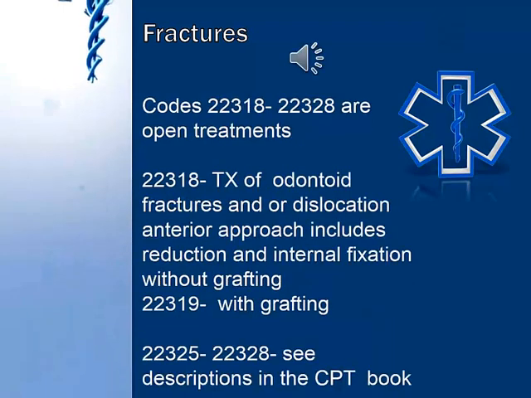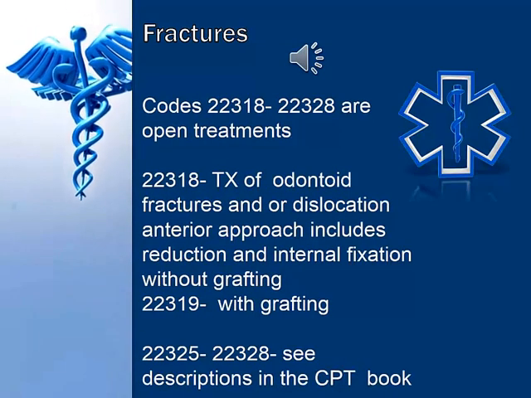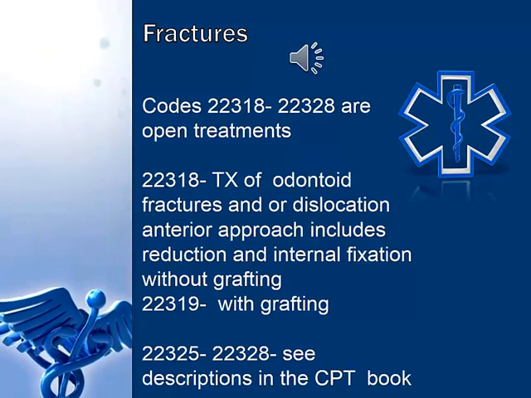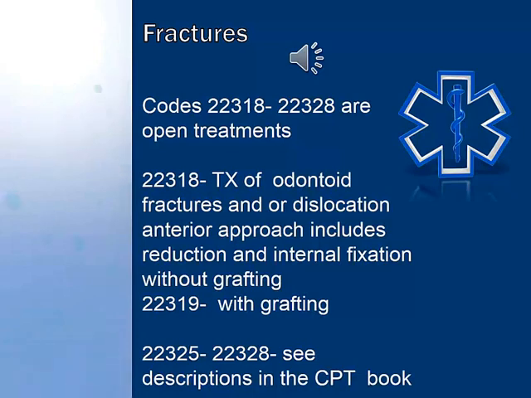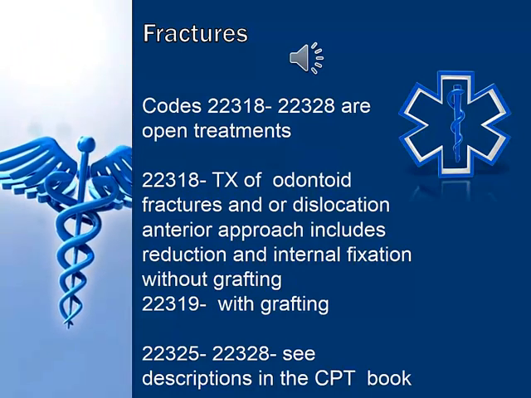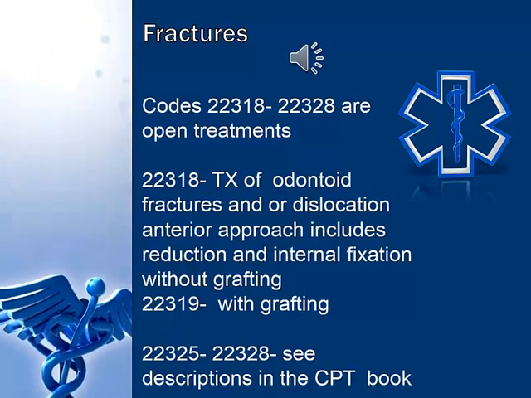Okay, so now let's discuss the open fractures in this section. Codes 22318 to 22328 are all open treatments. Codes 22318 to 22319 involve the odontoid fractures and/or dislocations. Okay, anterior approach for both of those codes. The main difference between 22318 and 22319 is that 22318 is without grafting, whereas 22319 includes grafting.